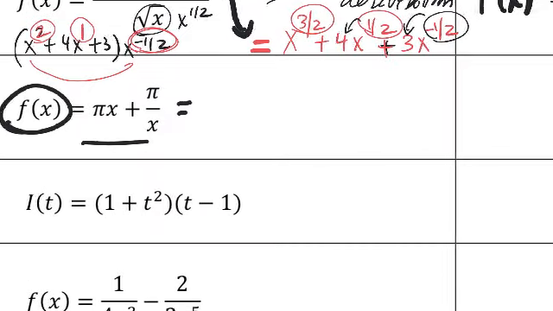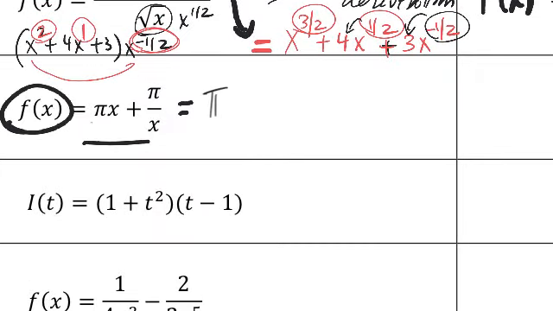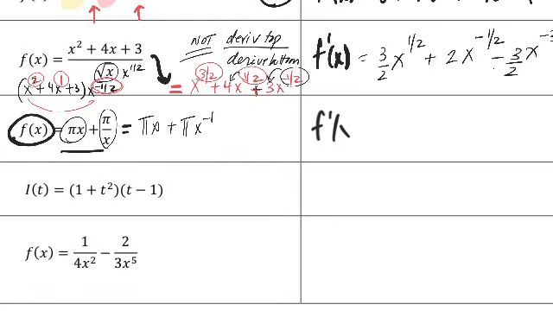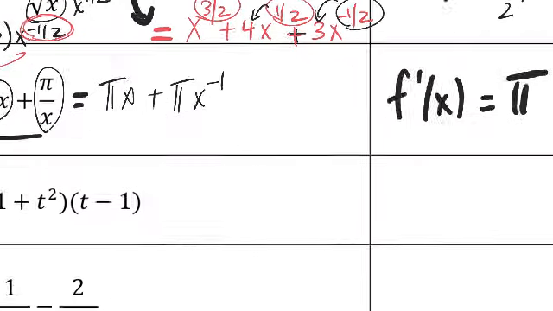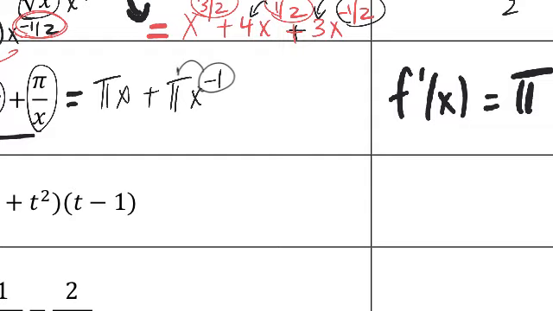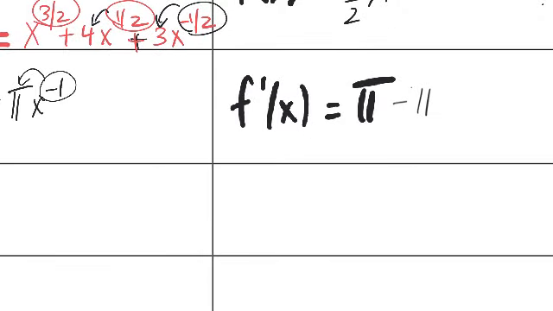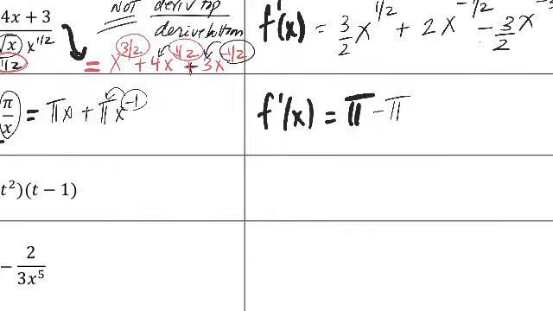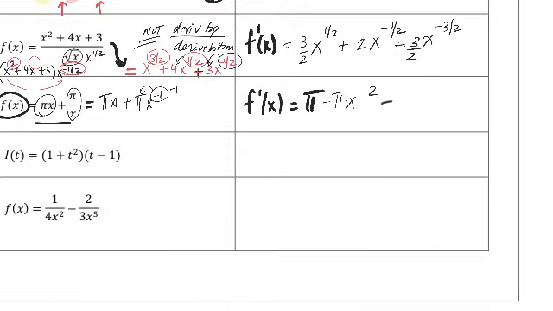F of x equals pi x plus pi over x. You want to realize that this is the first part we already know how to differentiate. The second, you have to write it as a power, pi x to the negative 1. And now you can differentiate and get pi. And then remember, this is going to multiply the pi. Pi is a constant. It's not a variable. And now we take down the power by 1 to get x to the negative 2. So this one can be written as pi minus pi over x squared.